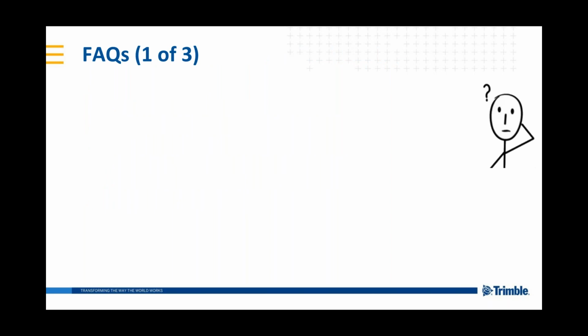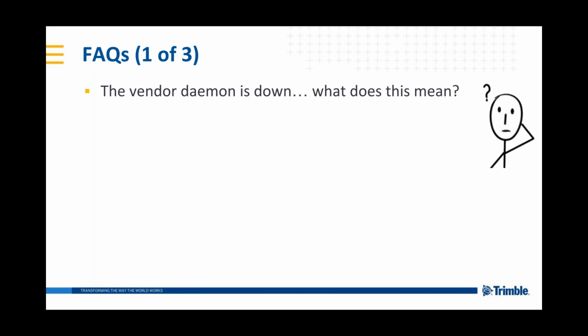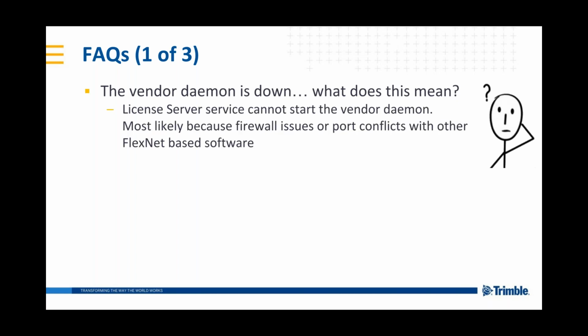Now, we've put together a number of frequently asked questions that we see in support quite often. The first one is going to be, the vendor daemon is down. What does this error mean? Well, the license server service simply cannot start the vendor daemon. This is most likely caused by any firewall issues or any firewall restrictions that your organization may have, or port conflicts with other FlexNet-based software packages.